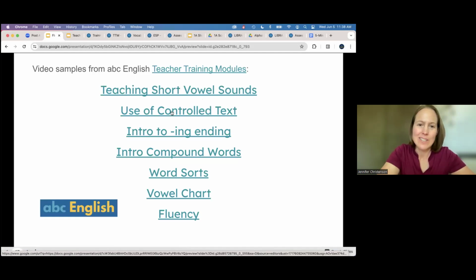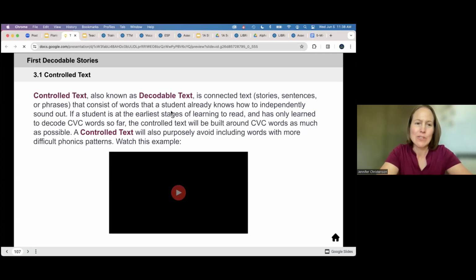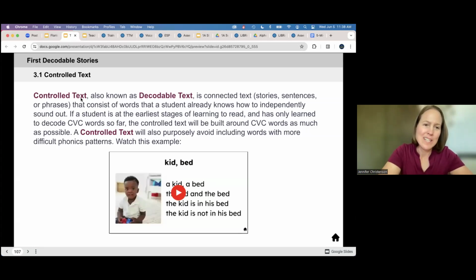And let's also look at this example about the use of controlled text. Controlled text is also known as decodable text. It's a specific type of text, meaning stories or sentences or phrases, that's written with words that a student already knows how to independently sound out. So if your student is at the very earliest stages of learning to read, it's going to consist mostly of two or three sound words with short vowel sounds. And it's purposely going to avoid including words with more difficult phonics patterns.